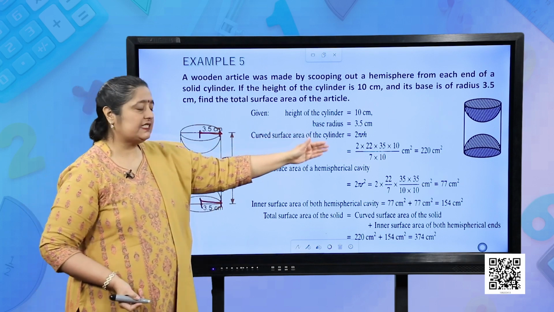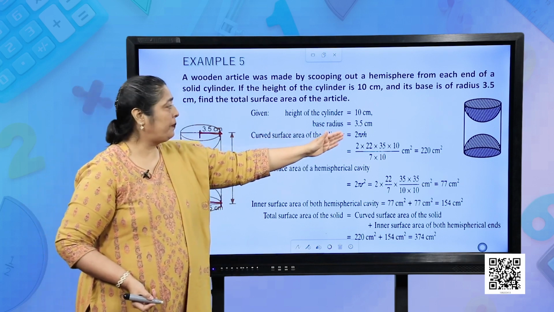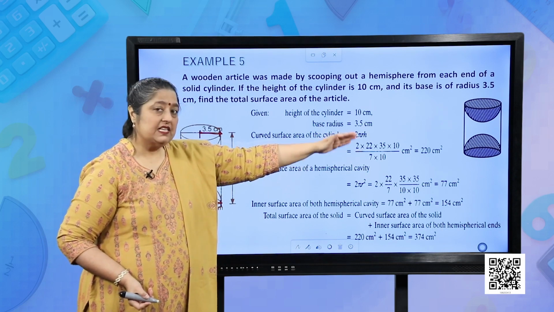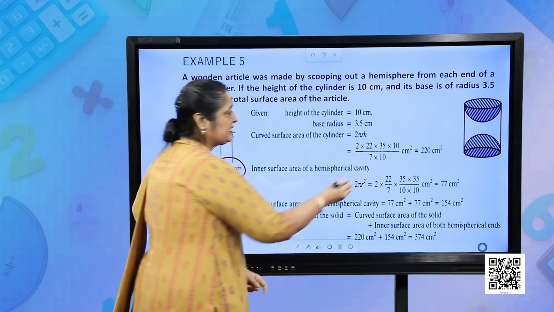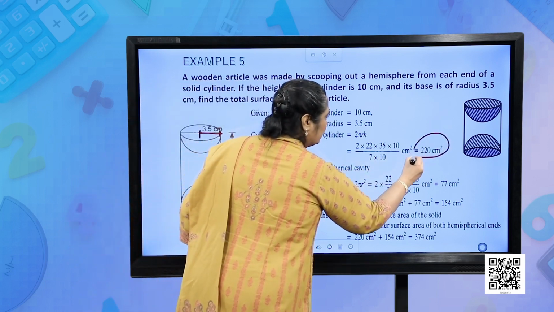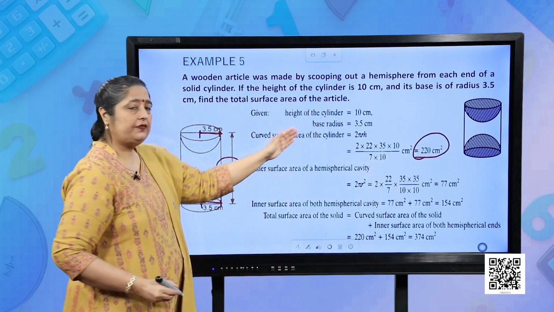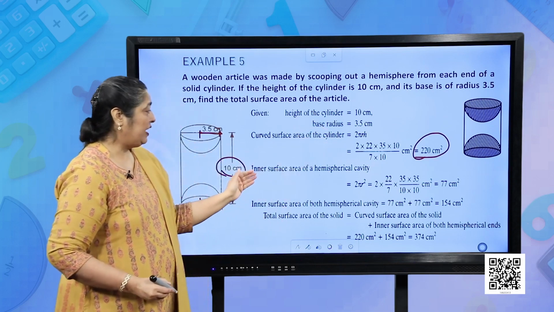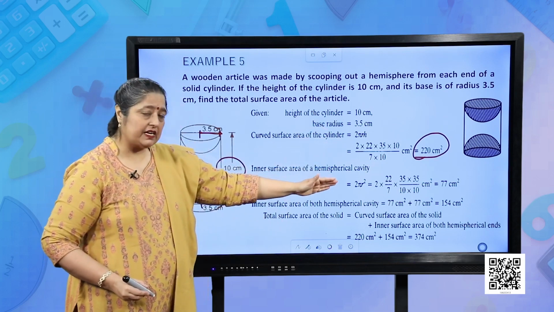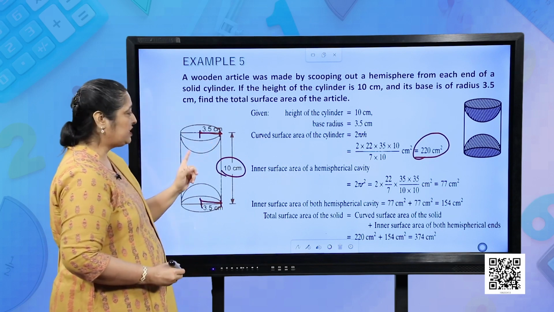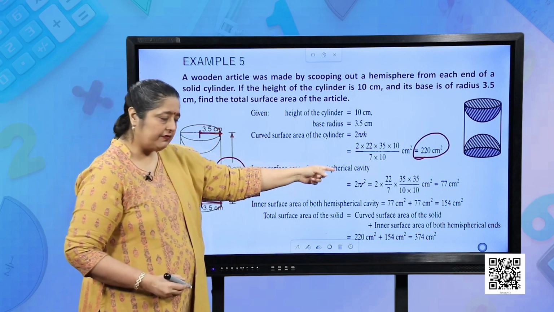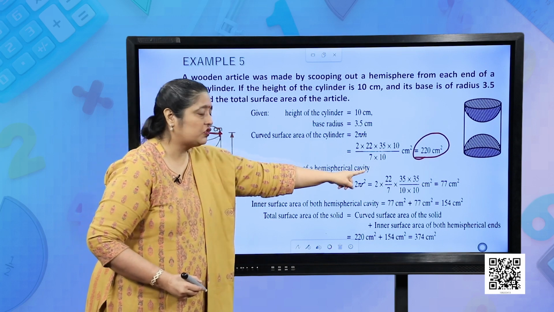Curved surface area of the cylinder can be given as 2 pi r h. Substituting the values, we have 220 centimeter square. This is the curved surface area of the cylinder. Now, inner surface area of the hemispherical cavity. This is the hemispherical cavity, right? So, what is the inner surface area? This is given by 2 pi r square.